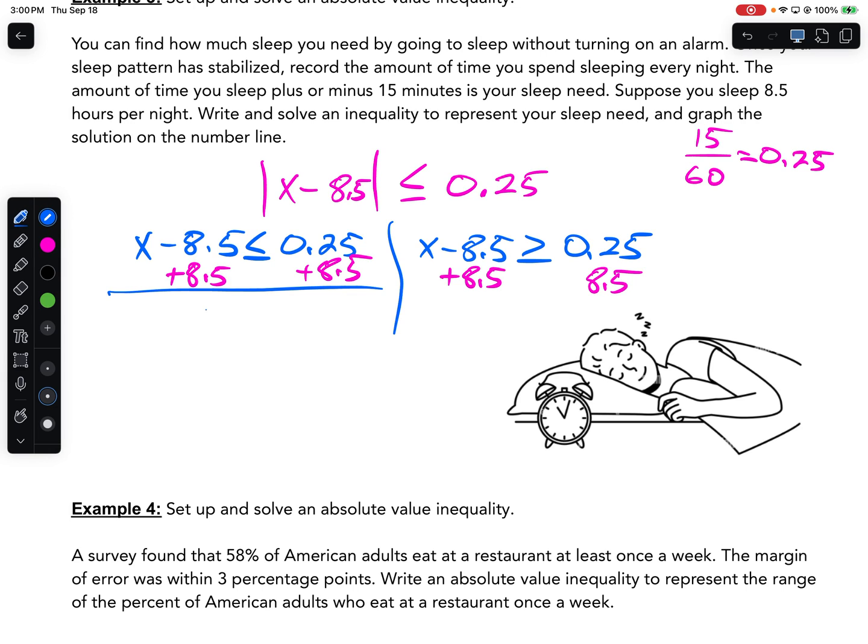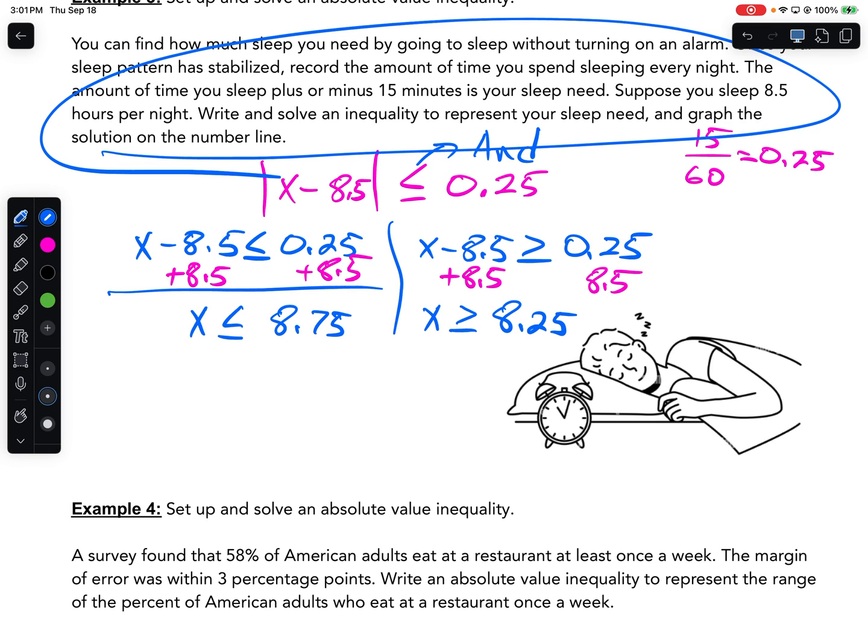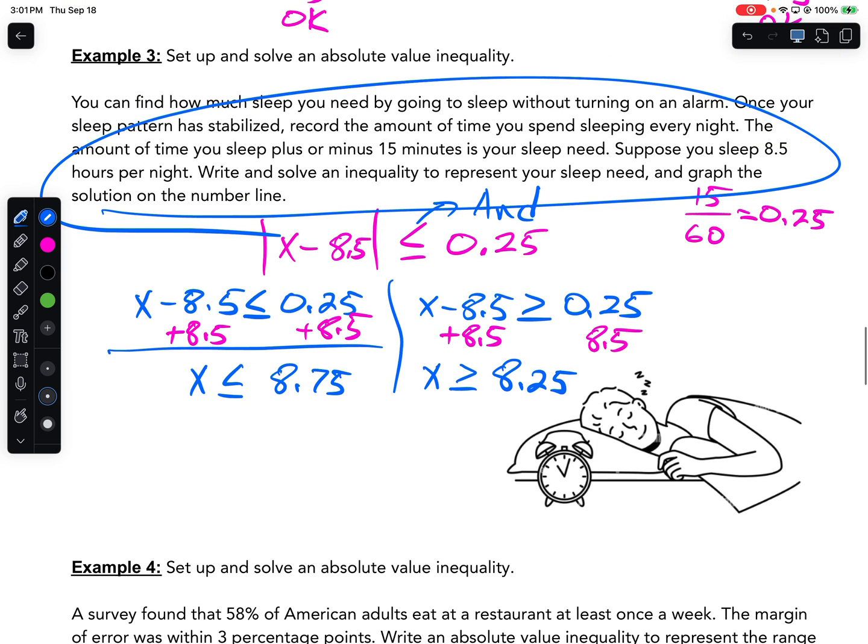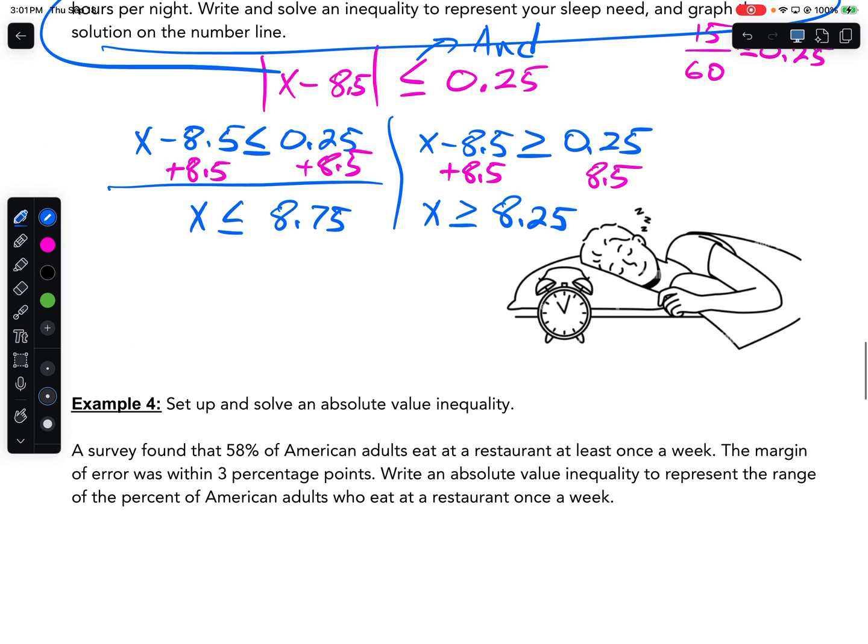So on the left equation, we get x is less than or equal to 8.75. On the right equation, we get x is greater than or equal to 8.25. So when it's a less than or equal to, it's an and inequality. And this problem up here is definitely an and one because you sleep in between those 2 hours, right? So we have to just graph this and then I'll get your question.